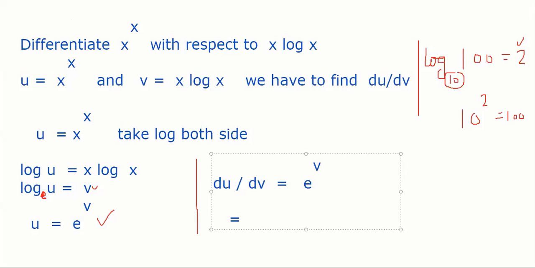And e to the power v is what? v is x log x, right? So e to the power x log x means x to the power x. So the final answer for this question is x to the power x. That's it. I know if you are not very good with logs or not good with exponents, then you may find it difficult. Otherwise, it's too easy. Understood, everybody?